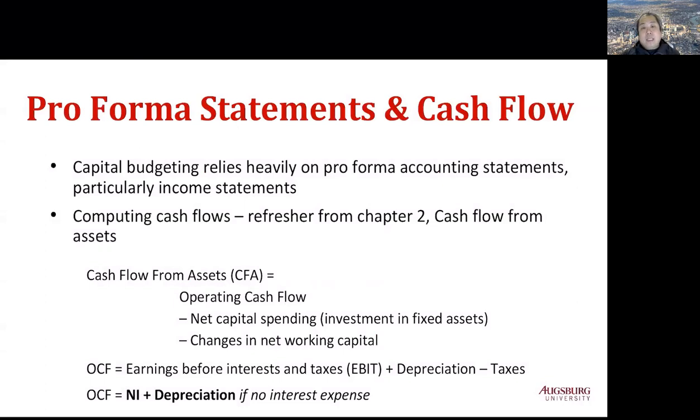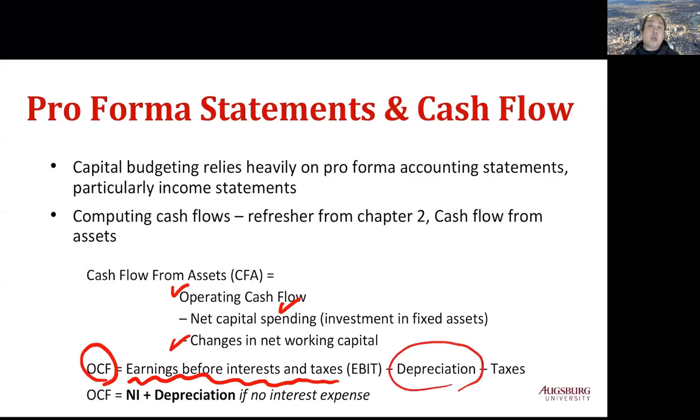Capital budgeting heavily relies on pro forma accounting statements, particularly the income statement. The way to estimate cash flow is quite similar to finding cash flow from assets from Chapter 2. We know that there are three components: operating cash flow, net capital spending, and change in net working capital. We also already learned that operating cash flow equals EBIT, earnings before interest and taxes, plus depreciation, which is a non-cash item, minus taxes.